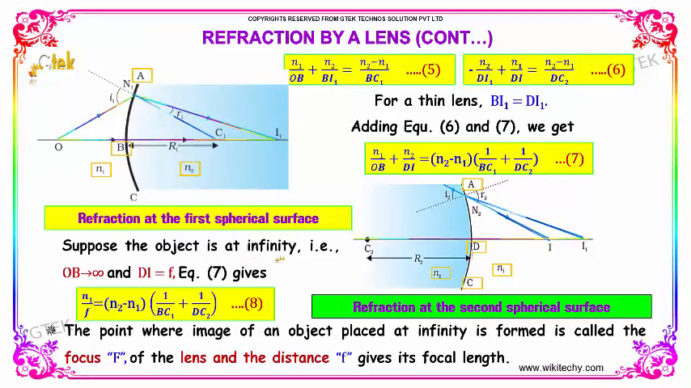Suppose the object is at infinity. Therefore, OB becomes infinity and DI is equal to f. This one is equation 5, and it's not 7. So n1 divided by f is equal to (n2 minus n1) into (1 by BC1 plus 1 by DC2). The point where the image of an object placed at infinity is formed is called the focus F of the lens, and the distance f gives its focal length.